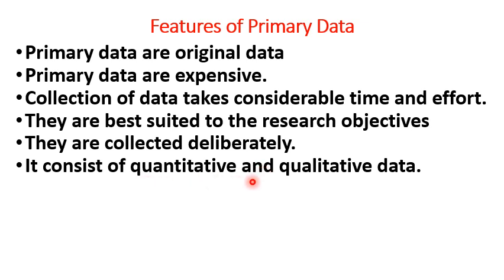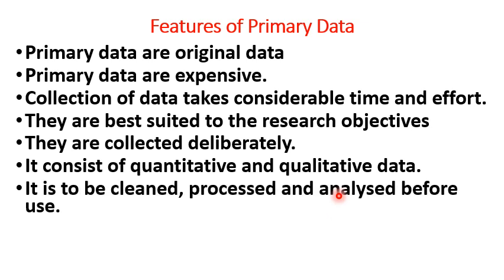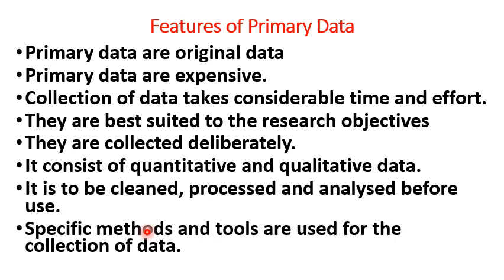It consists of quantitative and qualitative data. Primary data consists of both quantitative and qualitative data. It is in the form of raw facts. It is to be cleaned, processed, and analyzed before use. That means it is to be converted into information.